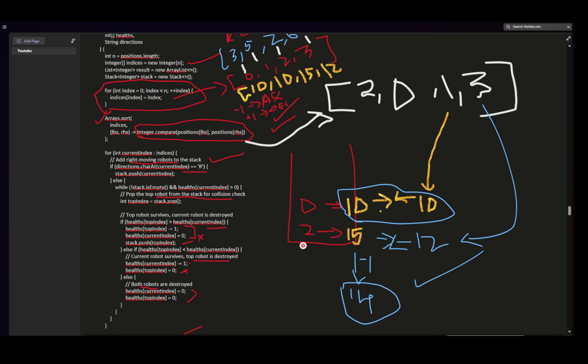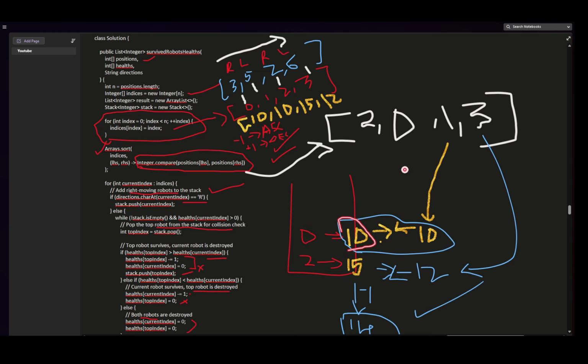So we have to add that particular index. We are adding the index. You can see the current index is 2, whose health is 15. Similarly for 0, it is moving towards the right, so the same thing will be added because of right, and its health is 10. Then we get a left-moving robot, index 1, and its health is 10.